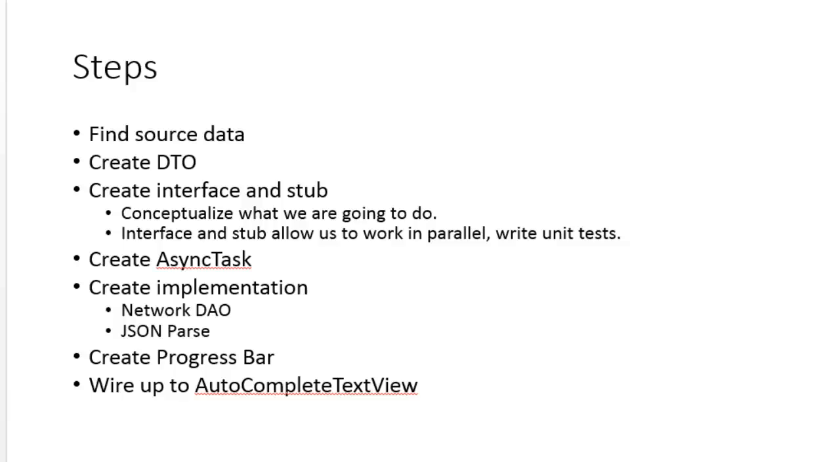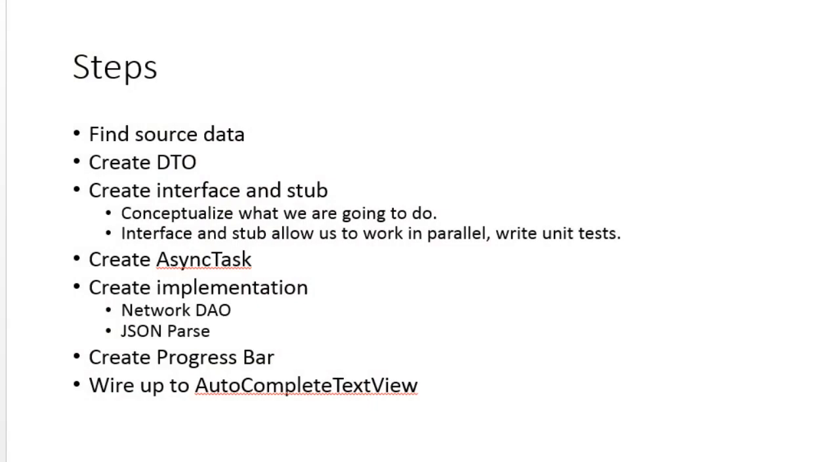In this video, we're going to start with our populating autocomplete text view, our hands-on part of it. We're going to find some source data and create a DTO. A DTO, or data transfer object, is a collection of attributes that describe something. In other words, it's a noun. Our inspiration for our DTO attributes will come directly from the source data.